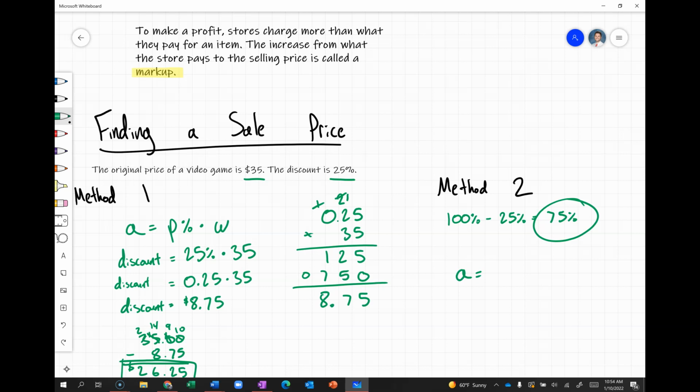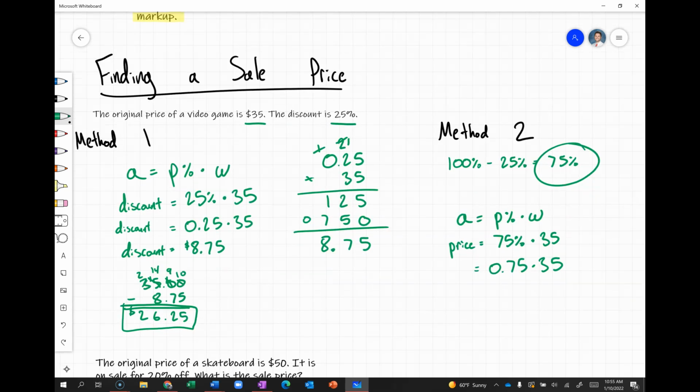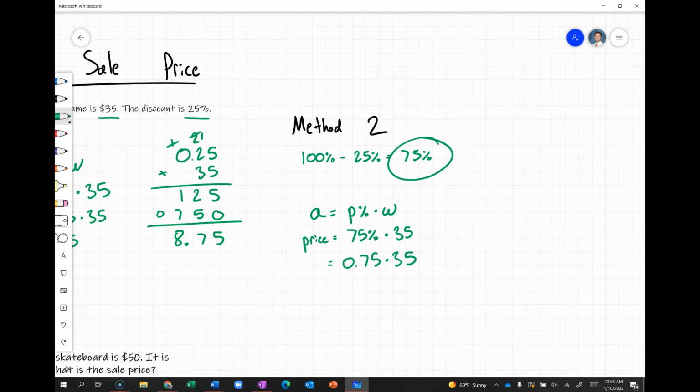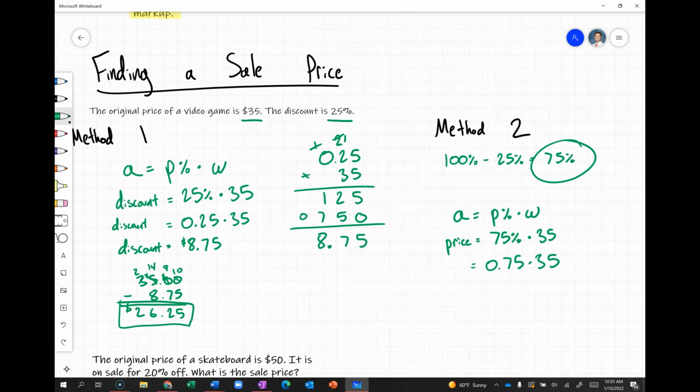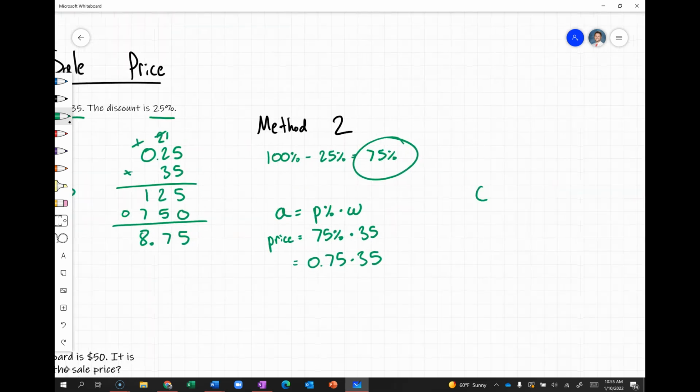So A is equal to P% times W. That means my sale price will be equal to 75% of 35. So that will be equal to 0.75 times 35. And we can do our multiplication, and we will get the exact same answer we got with the other method, $26.25, but without needing to do that subtraction now.